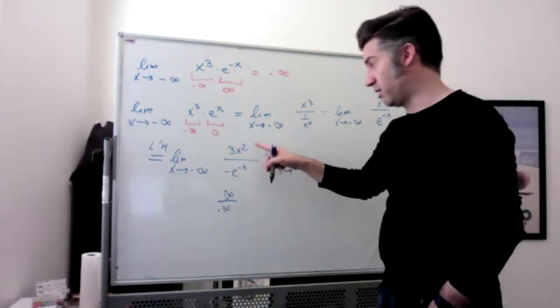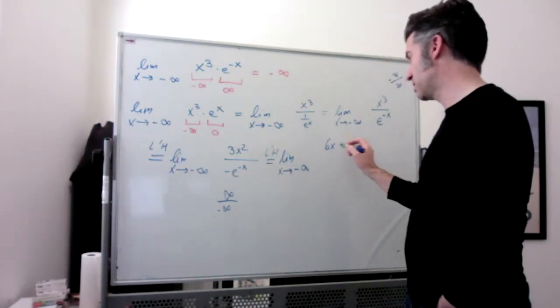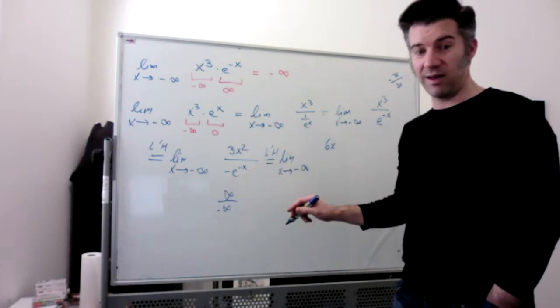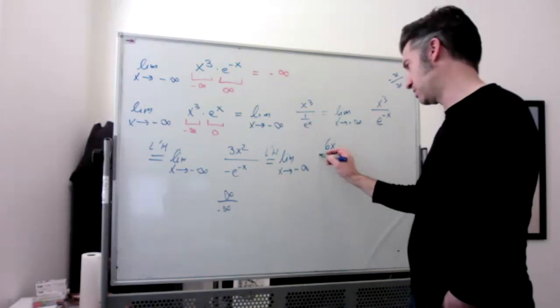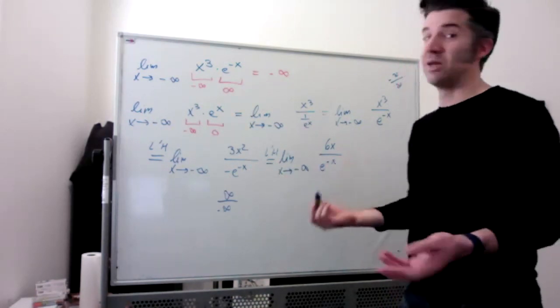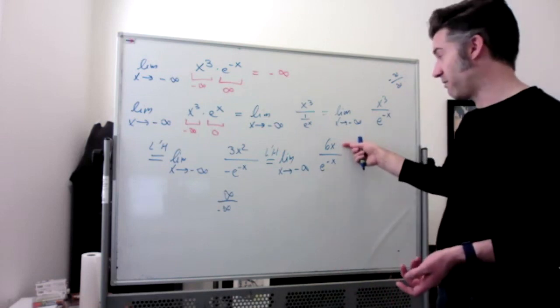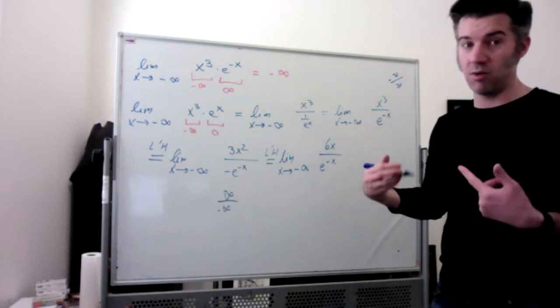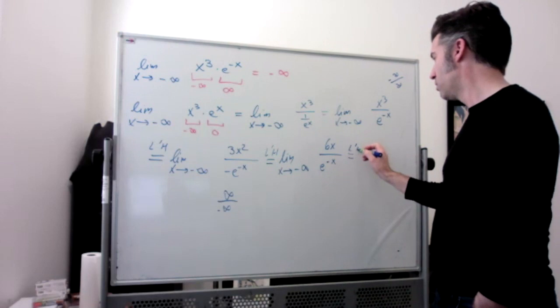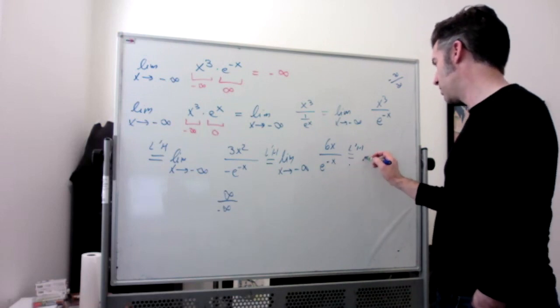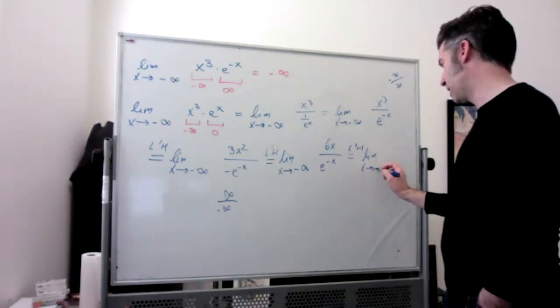So using L'Hopital's rule again, the derivative of the top is 6x. The derivative of negative e to the negative x is negative e to the negative x, so just e to the negative x. We still have an indeterminate form. It's still a negative infinity over infinity. So we do it one more time, and we get the limit as x goes to minus infinity.